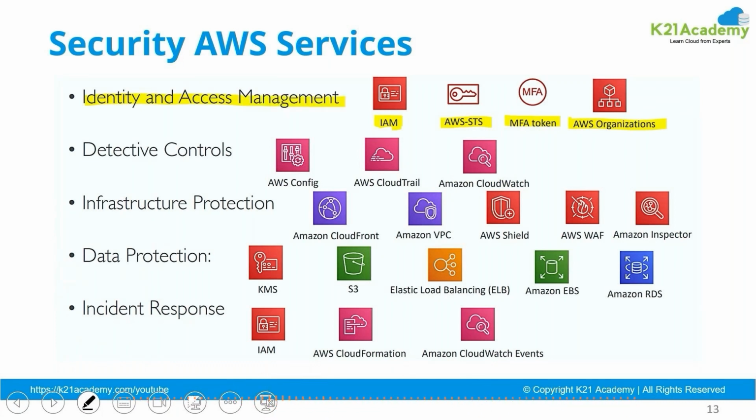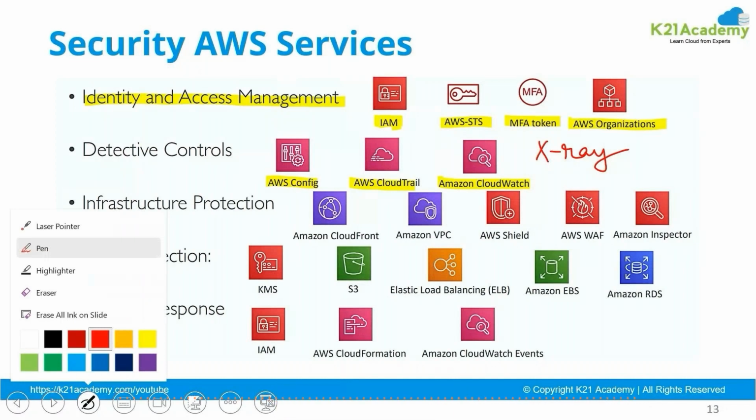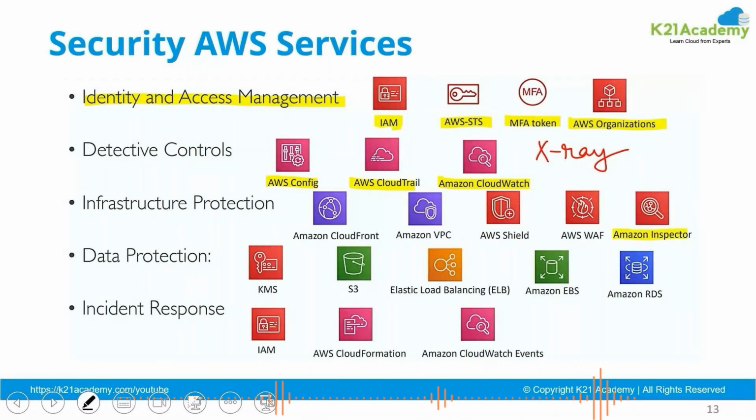For detective controls, as I said, AWS Config, AWS CloudTrail, CloudWatch, and another service recently launched is X-Ray. For infrastructure protection, you can protect your infrastructure by Inspector, WAF, Shield. You can create an isolated environment by using VPC. You can do a layer of caching so as to protect the origin of your data from getting directly accessed. So you can use CloudFront. So in this way, you are protecting the infrastructure.